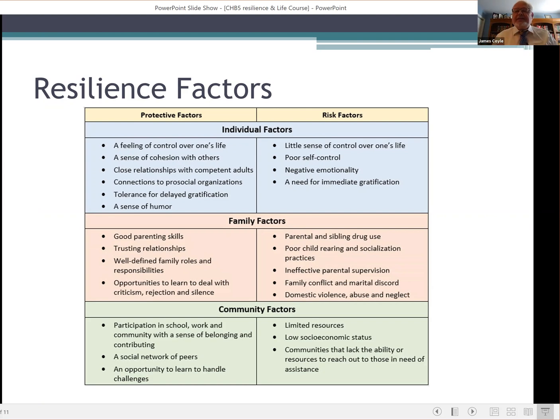On the other hand, protective factors can often help people manage the impact of the risk factors. So individual protective factors include the ability to control, or a sense that you have control over your life, a relationship with competent adults, pro-social skills, and a sense of humor. Family factors can be good parenting skills and well-defined family roles and responsibilities, where community protective factors can be a sense of belonging in the community and being part of the community, having a social network of peers.